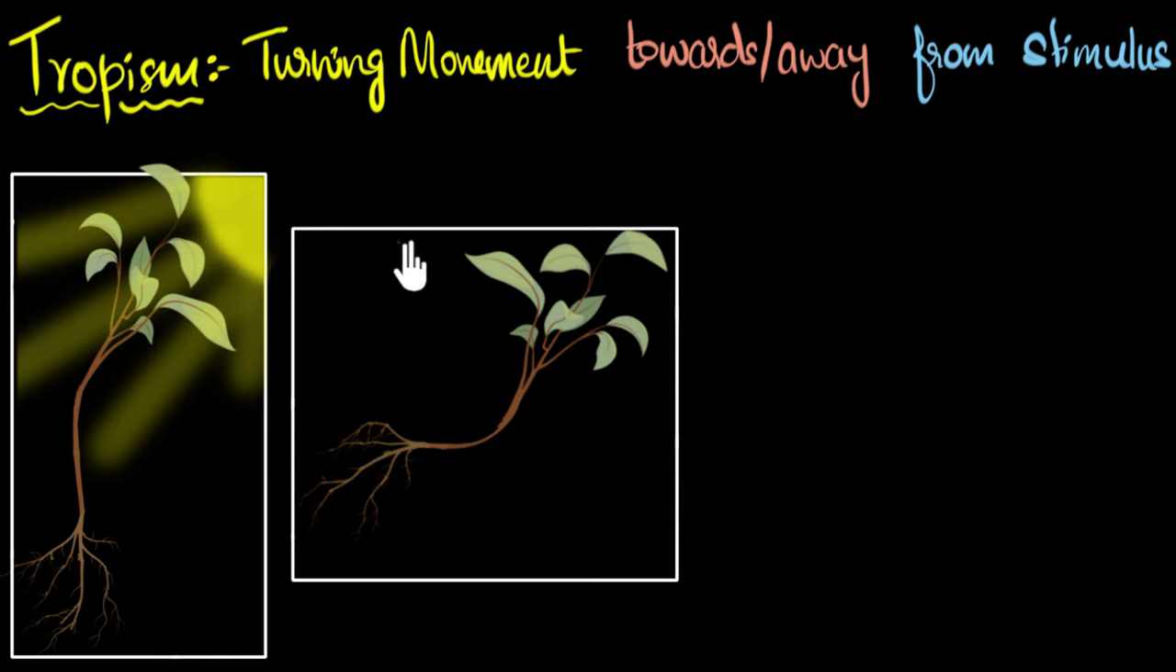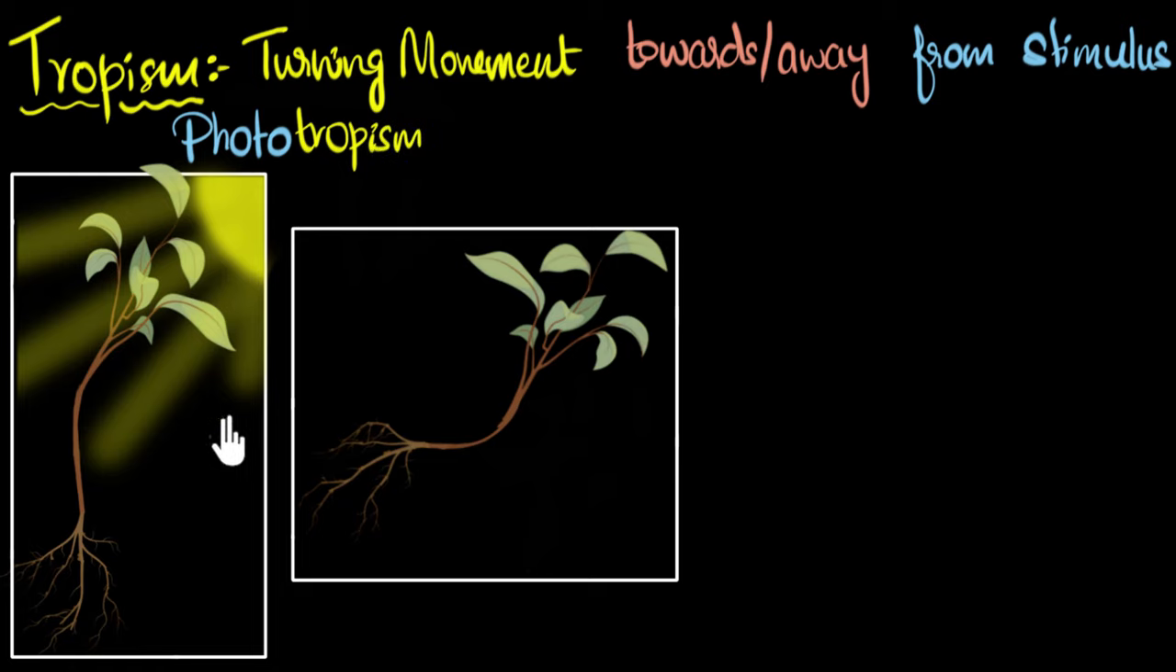All right, now before we go ahead and look at more examples, let's see how to name these tropic movements. The names of these depend on the stimuli, okay? For example, over here, the stimulus for that bending movement or turning movement is light or photo. So these tropic movements are called phototropism.